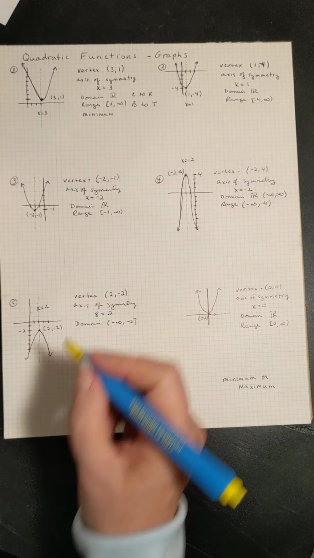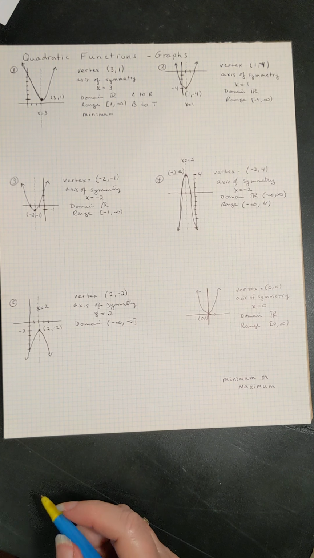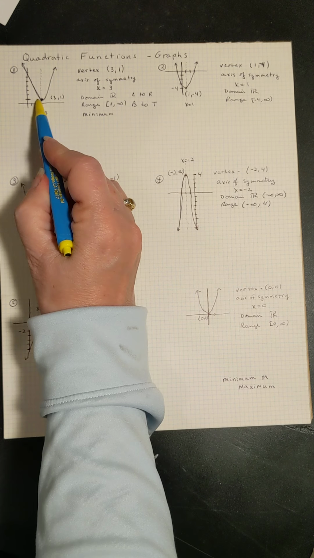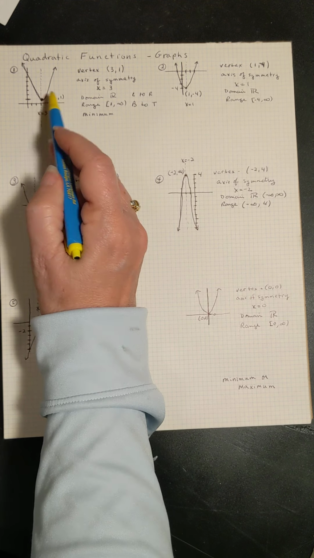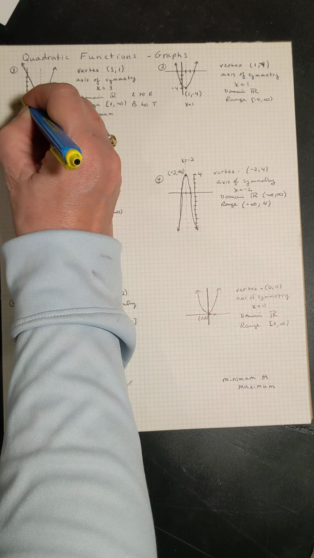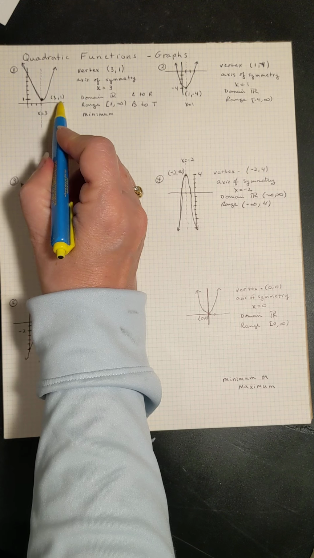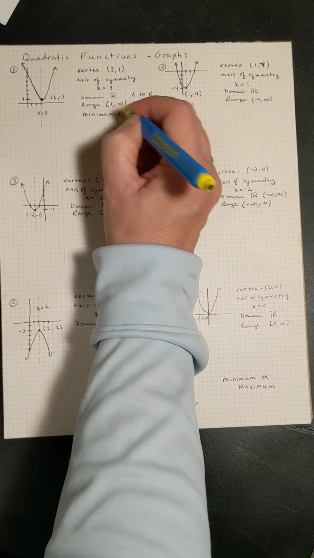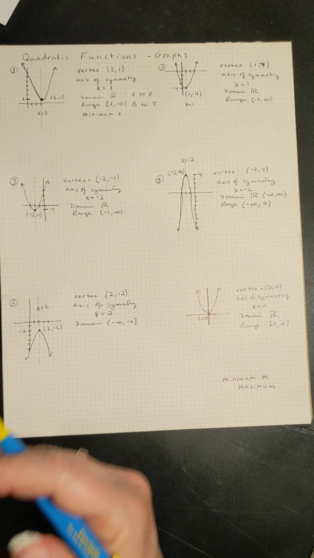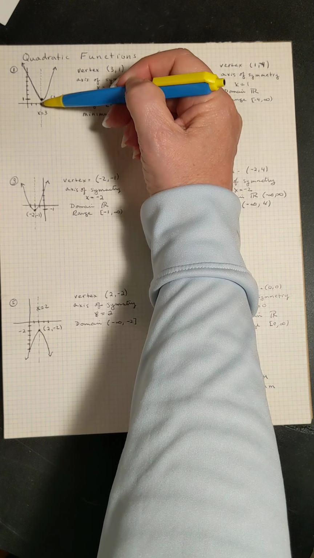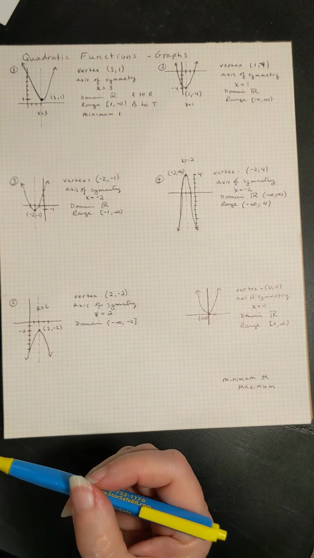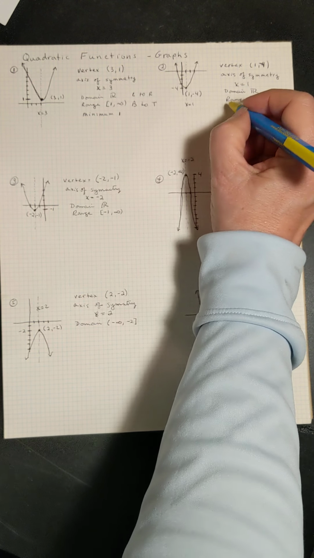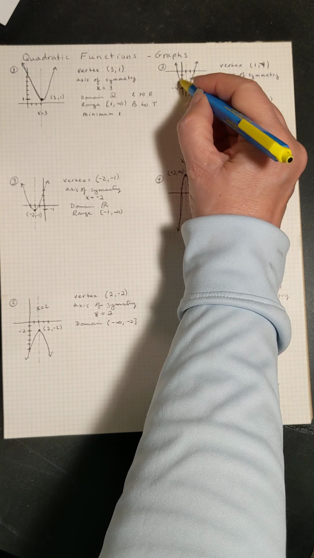So they'll ask, is it a minimum or is it a maximum? And this one is a minimum because it reaches a bottom. And the minimum value that it reaches is, again, the y-coordinate of your vertex. So this would be 1. So the minimum value, the lowest that this graph goes, is 1. All right? This one also is a minimum.